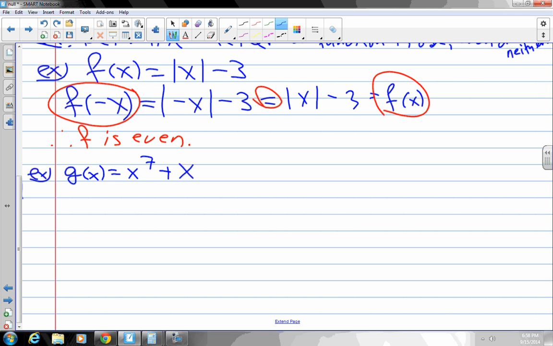g of x equals x to the power 7 plus x. So again, in order for me to test whether this function is odd, even, or neither, I'm going to start at the same starting place by putting negative x on the inside. That's what we'll start with. And then we're going to see where the math takes us. So this becomes negative x to the power 7 plus negative x.